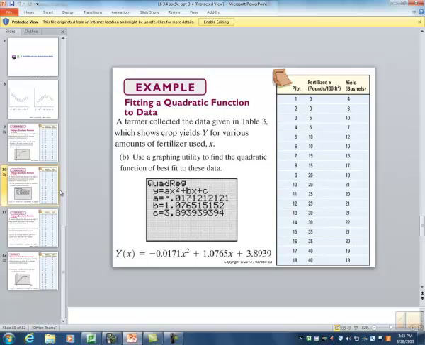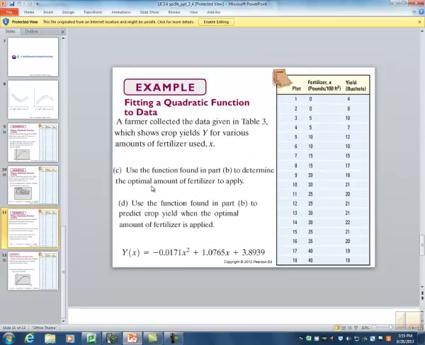Okay, so from this point, here's our graphing utility to find the quadratic function of best fit for the data. Here it is right here. That's our equation. Use the function in part B to determine the optimal amount of fertilizer to apply. So you could use that negative b over 2a here, and that would determine the optimal amount of fertilizer to apply.